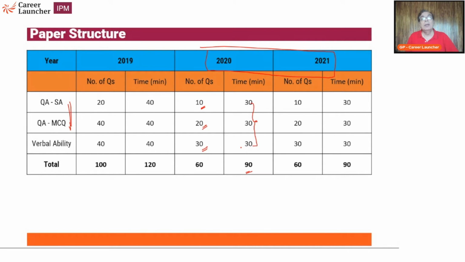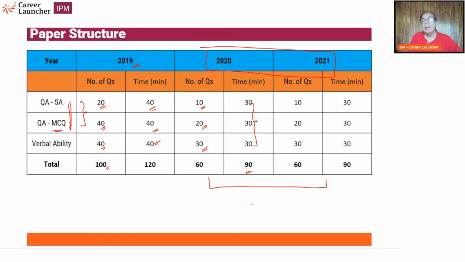But going forward, the paper is going to revert to its original pattern of 2019. Why did this new pattern come in? This was Corona induced. What was the 2019 paper? 3 sections of 40 minutes each and 100 questions in all. Out of these 100 questions, 60 questions were mathematics or quantitative aptitude, out of which 20 questions were short answer, which means no choices were given to you, and 40 questions are what are called MCQ, which means choices are given. And in verbal ability, you had 40 questions. So 40 minutes into 3 sections, 20, 40, 40 is the breakup.